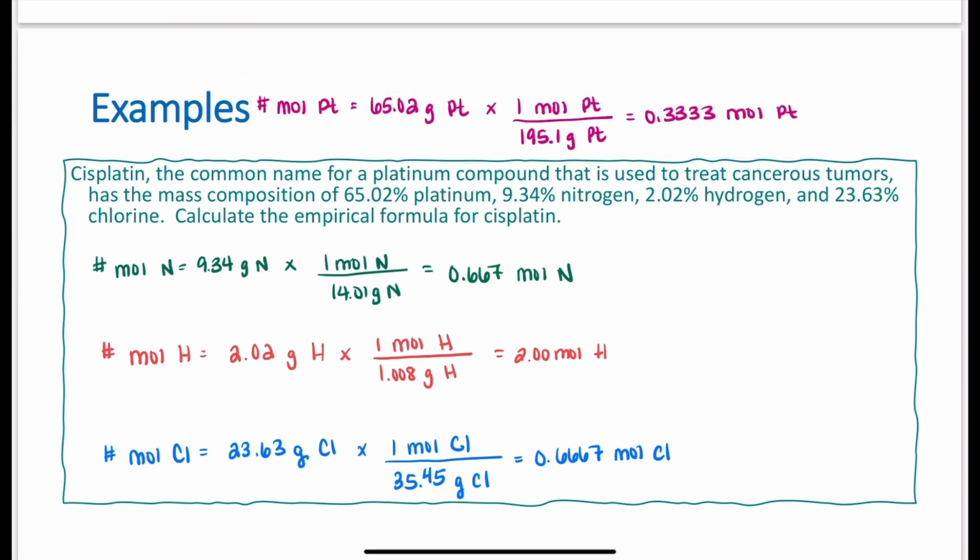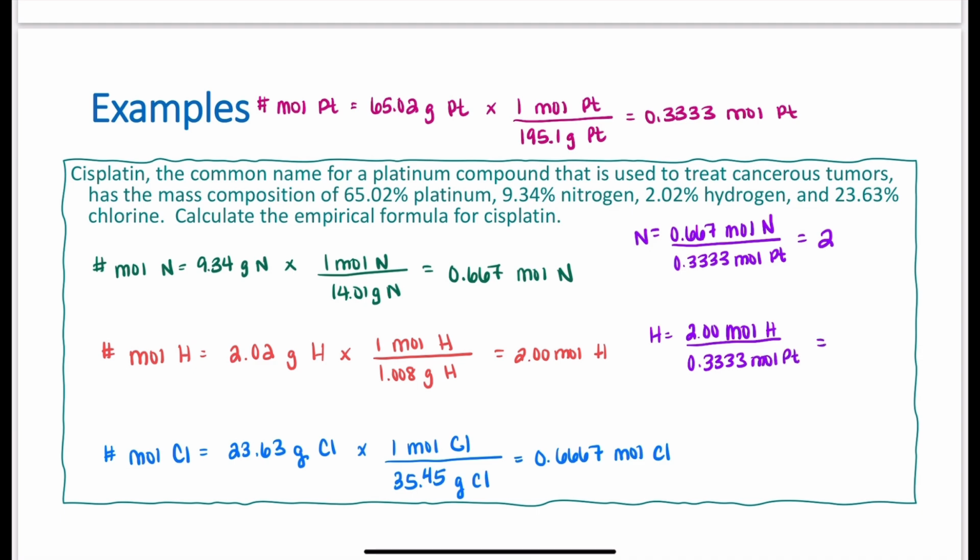When I look at all my numbers here, I see platinum is definitely the smallest of the numbers I have. So I'm going to compare everything to platinum. So for nitrogen, 0.667 moles of nitrogen to 0.3333 moles of platinum gives me a value of 2. Hydrogen, 2.00 moles of hydrogen to every 0.3333 moles of platinum gives me a value of 6.